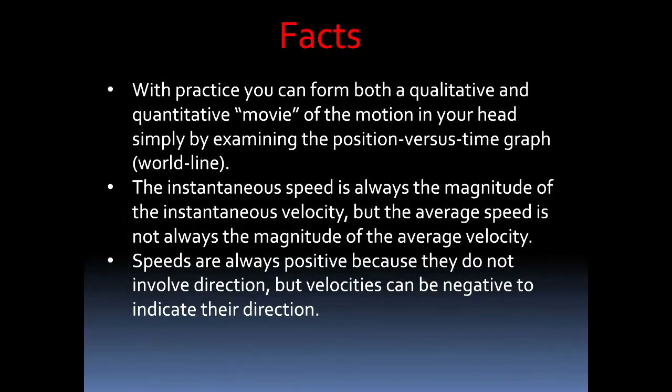So with practice, you can form both a qualitative and a quantitative movie of the motion in your head by examining these position versus time graphs. They're called world lines again. The instantaneous speed is always the magnitude of the instantaneous velocity, but the average speed is not always the magnitude of the average velocity, as this example shows. Speeds are always positive because they do not involve direction, but velocities can be negative to indicate their direction.